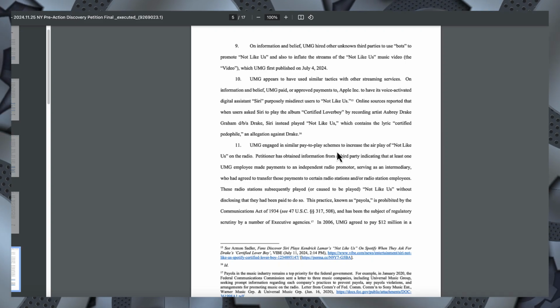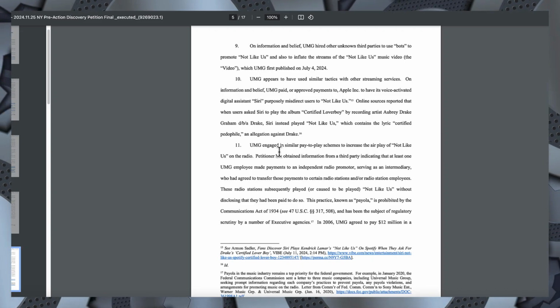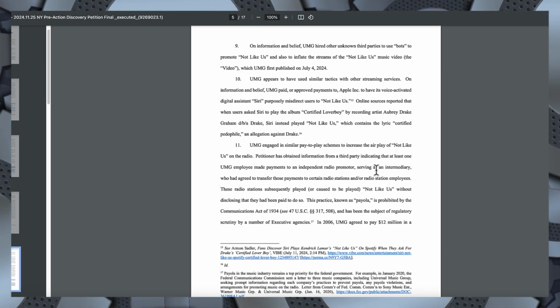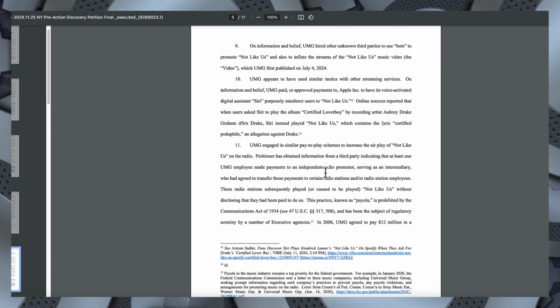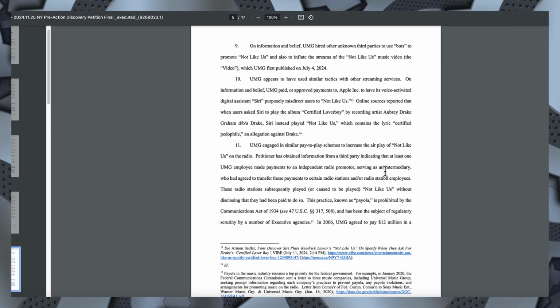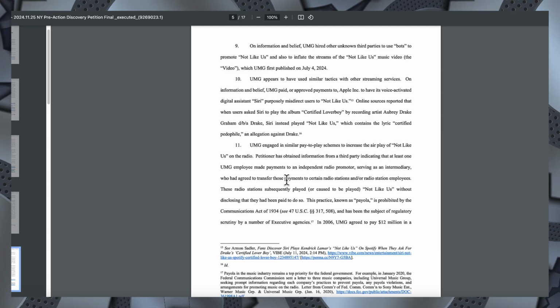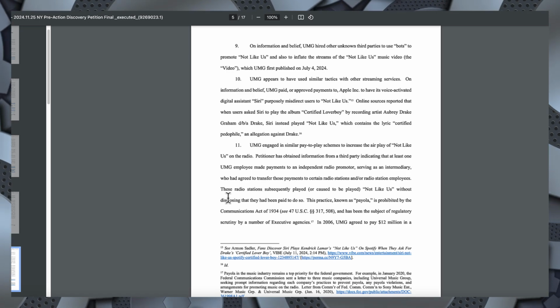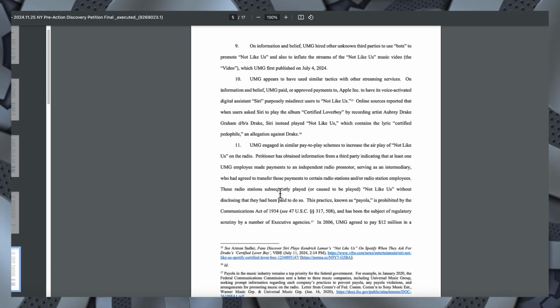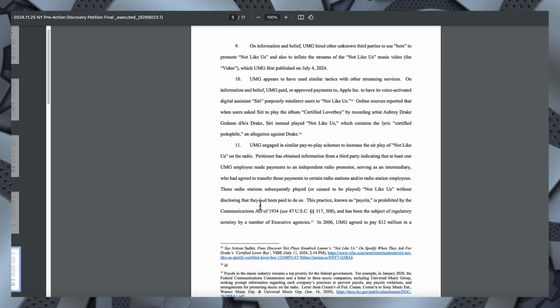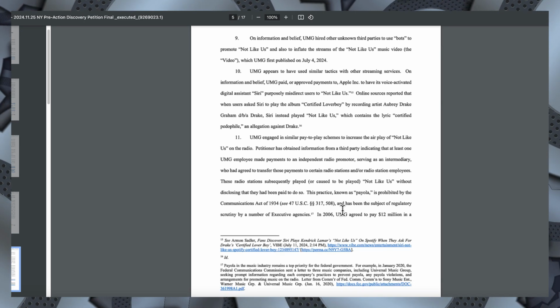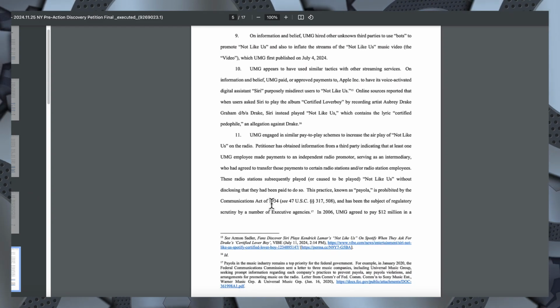UMG engaged in similar pay-to-play schemes to increase their airplay of Not Like Us on the radio. Petitioner has obtained information from a third party indicating that at least one UMG employee made payments to an independent radio promoter, serving as an intermediary, who had agreed to transfer those payments to certain radio stations and/or radio station employees. These radio stations subsequently played or caused to be played Not Like Us without disclosing that they had been paid to do so. This practice, known as payola, is prohibited by the Communications Act of 1934.